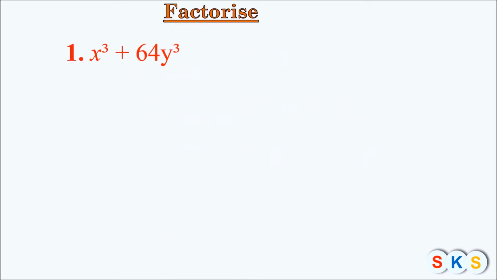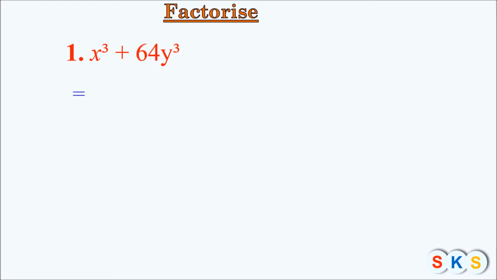Here we have question number 1. x cube plus 64y cube. You can see that both the terms are perfect cube. You can see here the first term is x cube, which is cube of x, and second term is 64y cube, and it is cube of 4y. So first of all we will write both the terms in the form of perfect cube.